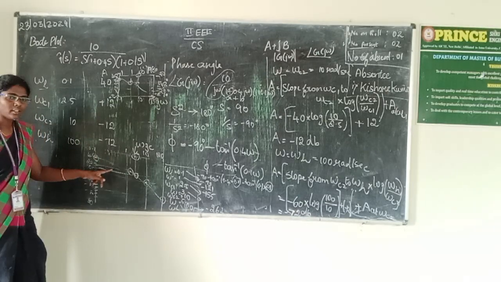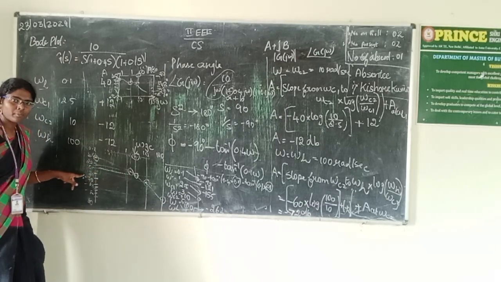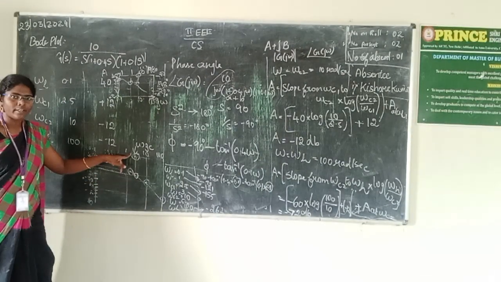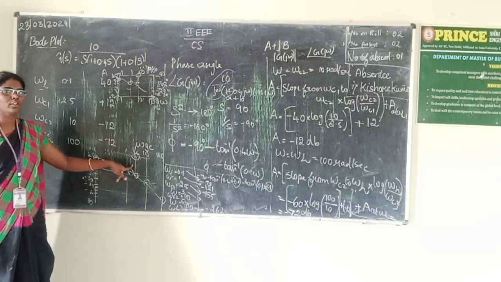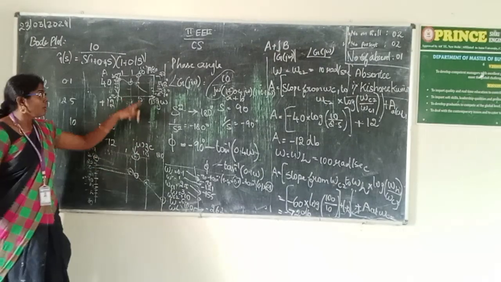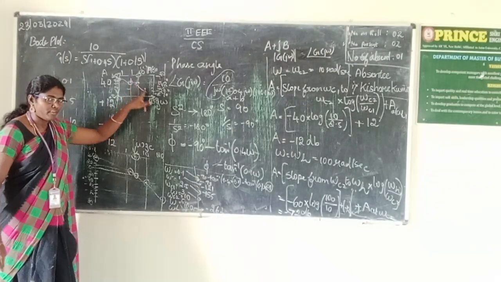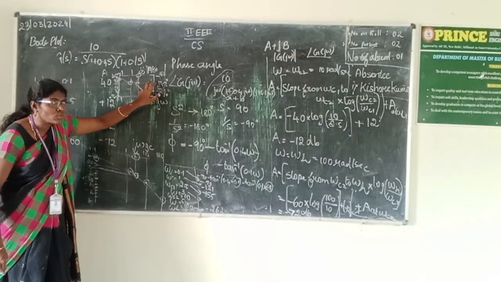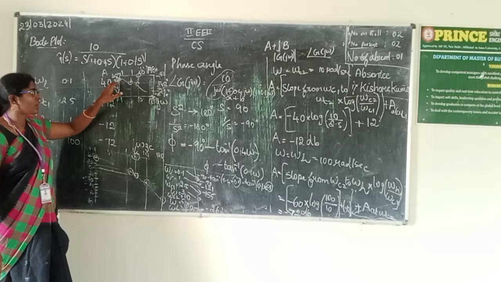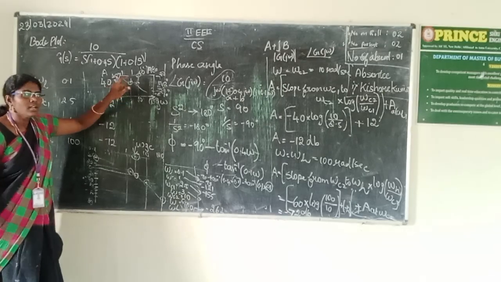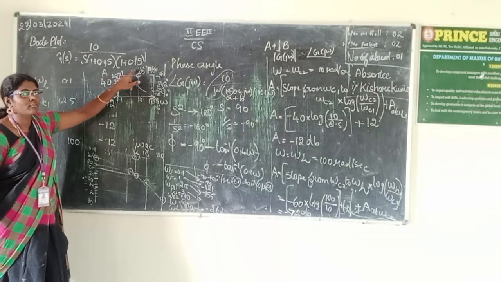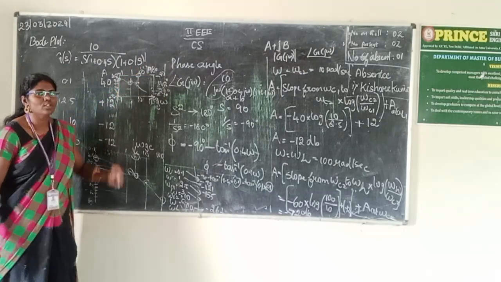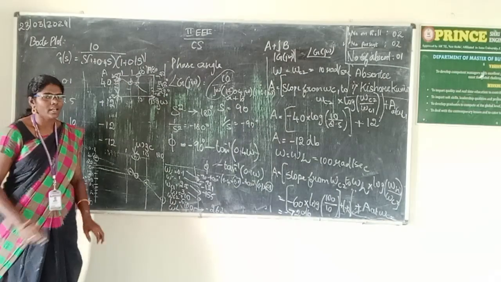Clear? For gain crossover frequency, you draw a line from magnitude 0, a perpendicular line towards the frequency, and that frequency is the gain crossover frequency. In the phase plot, for the phase crossover frequency, I draw a line straight from minus 180 degree. It will cut the phase plot. Then I draw a perpendicular line towards the frequency. That frequency is said to be the phase crossover frequency. Okay, that is all about it.